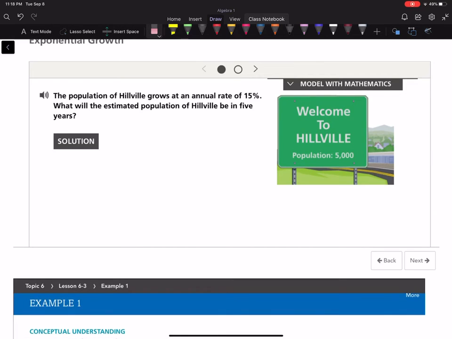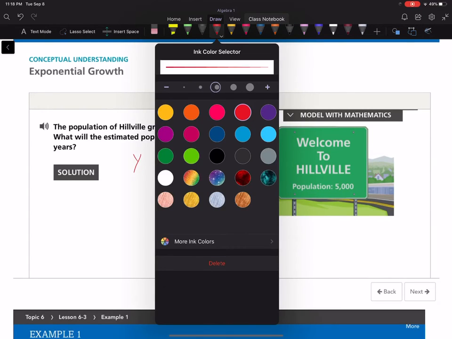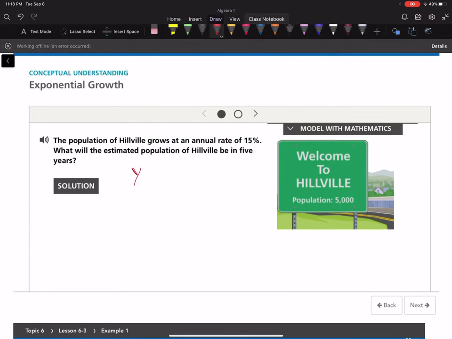It tells you in example 1, this is exponential growth. So we're going to be growing here. We're talking about the population of Hillville. It says it grows at an annual rate of 15%. What will the estimated population of Hillville be in 5 years? So if you remember the other day, we did exponential functions, and it looked something like y equals a times b to the x power.